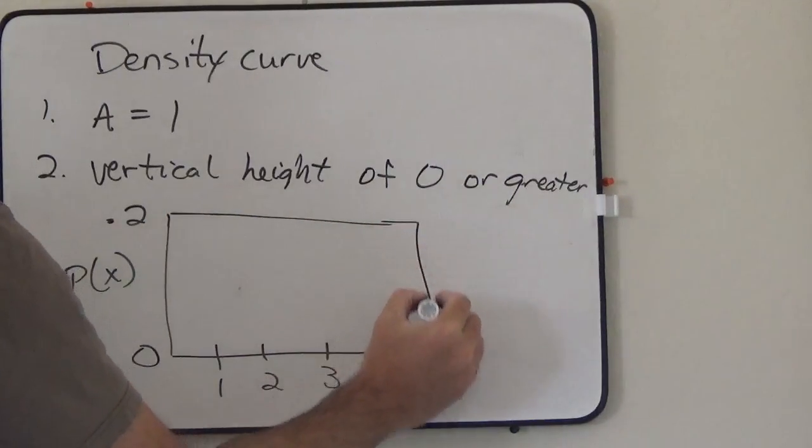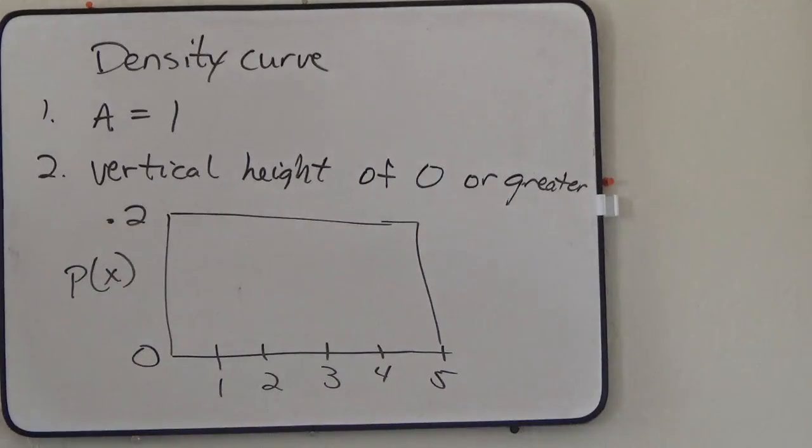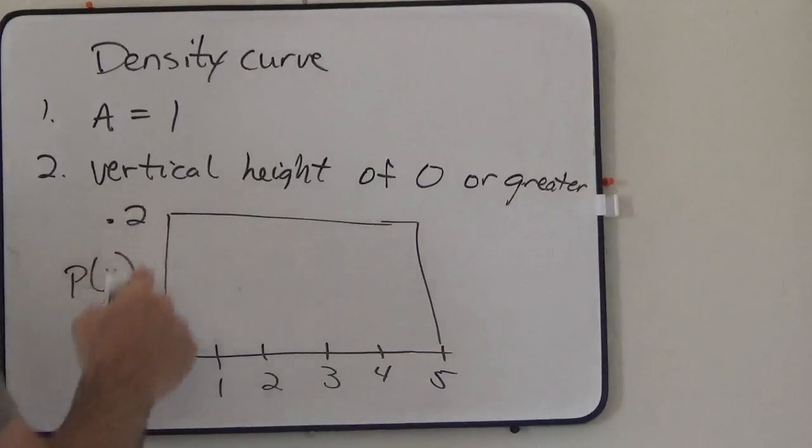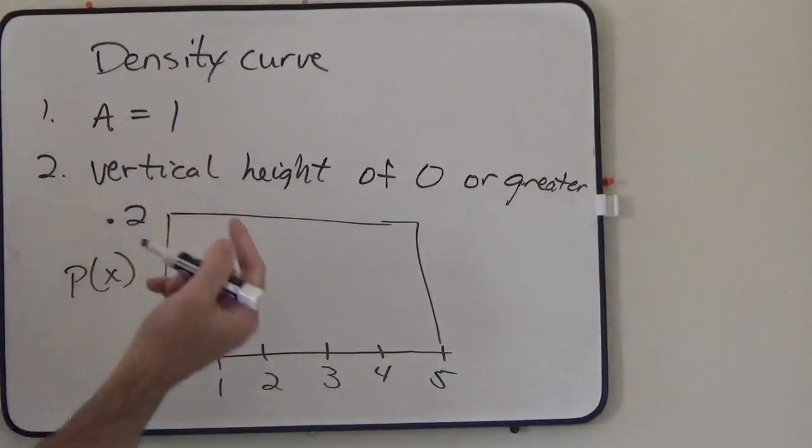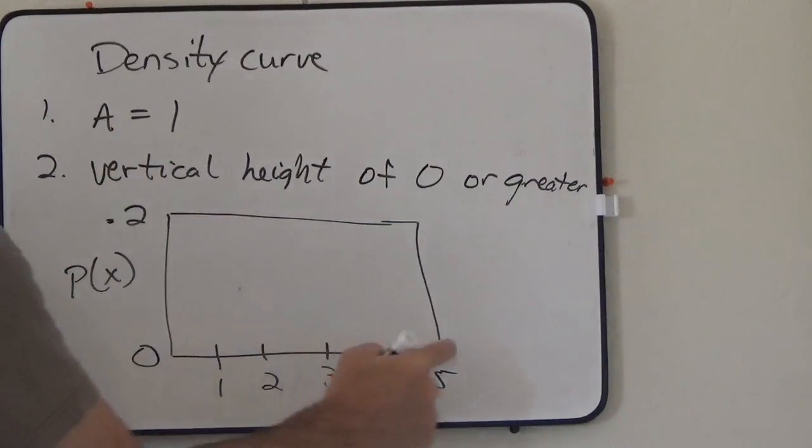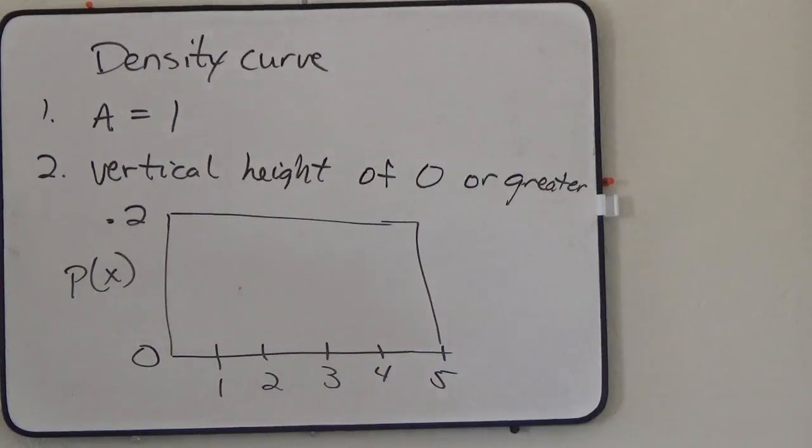This creates a rectangular box. The area of this, if you were to take length times width, if you want to think of it that way, 5 times 0.2 is 1. And so that means the area equals 1. The wait time can be anywhere within that segment. So there's that correspondence between area and probability.